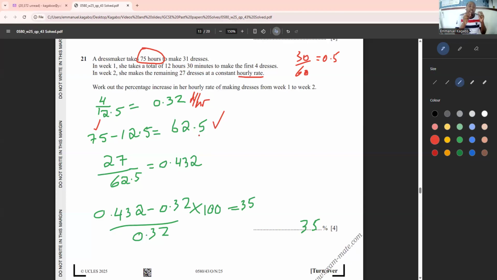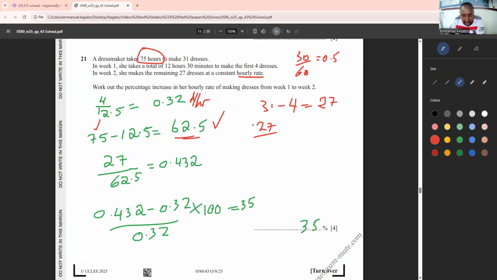Now, but in the first week, he did what? He spent 12.5 hours, and he made 4 dresses. And the total dresses that were supposed to be made are how many? 31. So you get 31 minus 4 to know the number of dresses made in the second week. And how many hours spent in the second week? This.